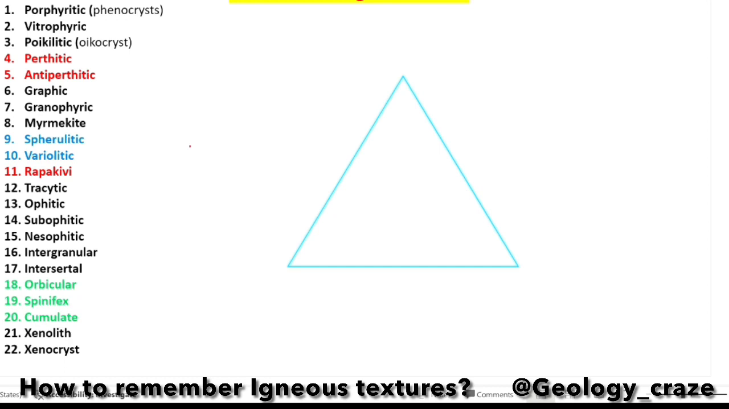So I'm using this triangle for this, and on one corner I'm writing K feldspar, on another corner I'm writing plagioclase, and on the third corner I'm writing quartz. I'm drawing one circle here, and one here, for easy understanding.